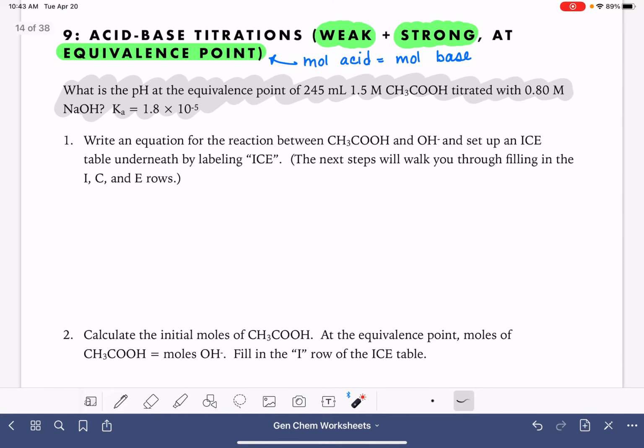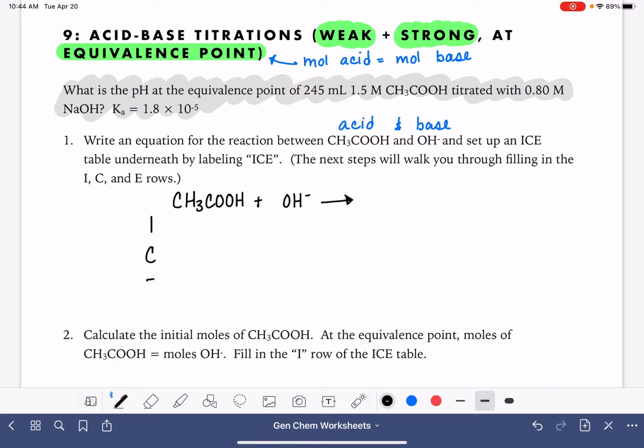The first thing that you want to do when you're solving these types of problems is write an equation for the reaction between the acid and the base. So whatever your acid is, whatever your base is, you're going to begin by writing a chemical reaction. Our acid is acetic acid, CH3COOH, and our base is hydroxide, OH-. We've got to predict the products of this reaction, and we're also setting up the framework to make an ICE table, although we're not going to fill it in just yet.